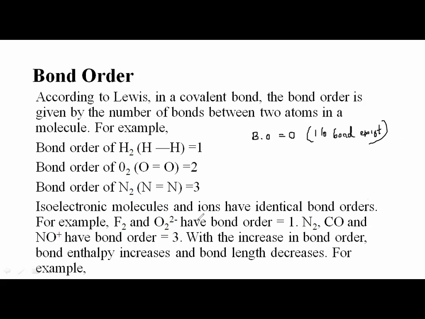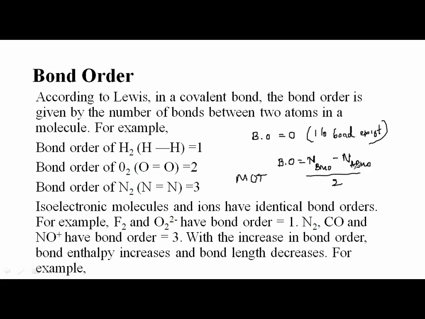For example, F2 and O2 2-. This you will better understand when we discuss a theory called molecular orbital theory. How do we get this? I will explain you there, in the last part of this topic. That time also we can calculate bond order. The formula for calculating bond order is the number of electrons in bonding molecular orbitals minus the number of electrons in anti-bonding molecular orbitals, divided by 2. We use this formula and calculate.